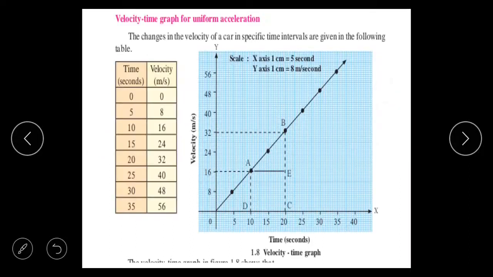So this was about this graph. The next graph that we are going to study is the velocity time graph for uniform acceleration. Now the data given here is different.